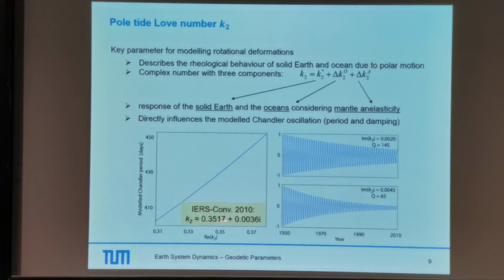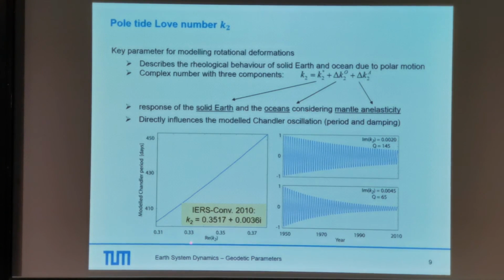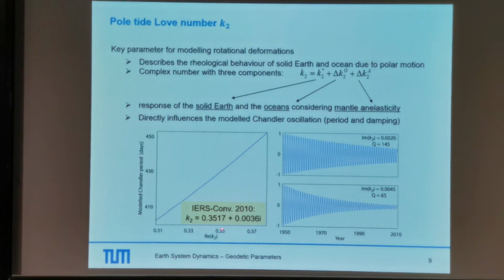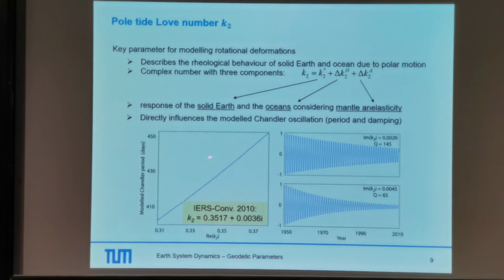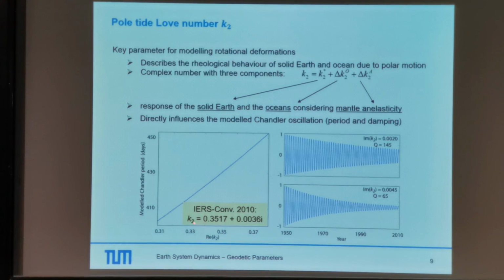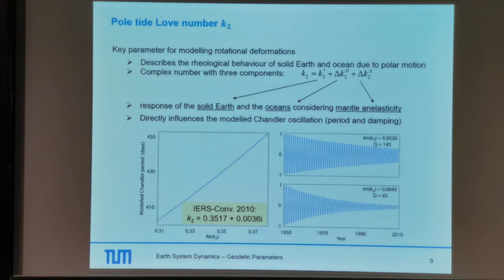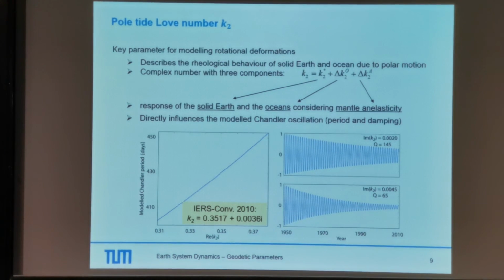The real part of this number is more or less related to the Chandler period. So in the conventions we have 0.3517, which is somewhere here. And if you look up what kind of Chandler period is excited, then we end up exactly with this 432 days. So the real part is related to the length of the Chandler period, whereas the imaginary part is related to the damping of this polar motion.